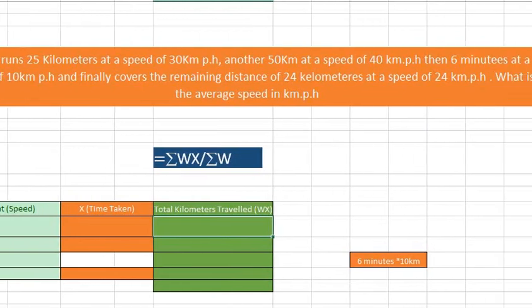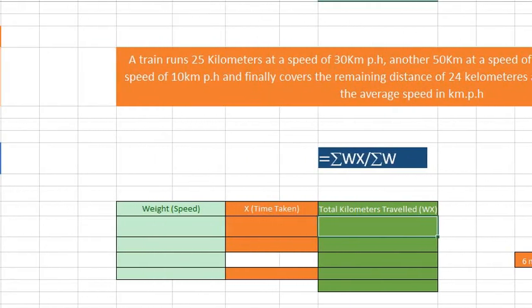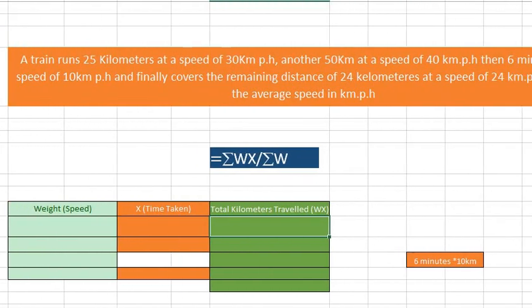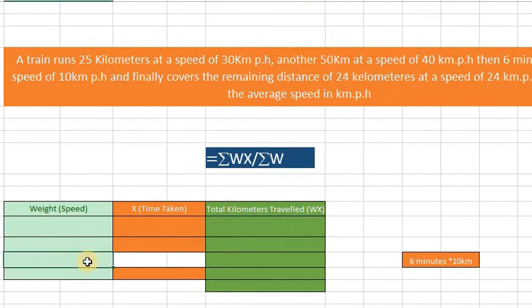So I'll put this third example first. 6 minutes at a speed of 10 kilometers per hour. So here speed is 10 kilometers per hour and time taken is 6 minutes. So total kilometers traveled is 60. So if they travel for 6 minutes at 10 kilometers per hour, the total distance they have covered is 10 into 6, it is 60 kilometers. So I'll come to the first one here.